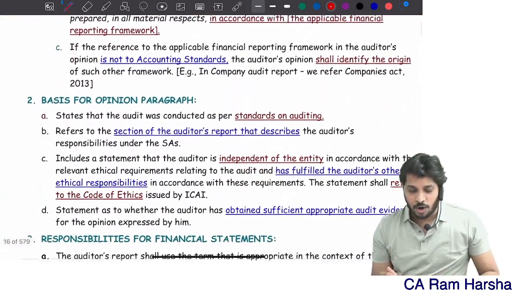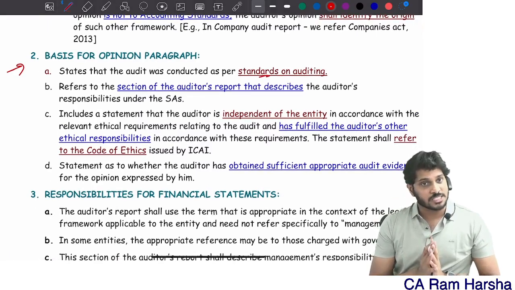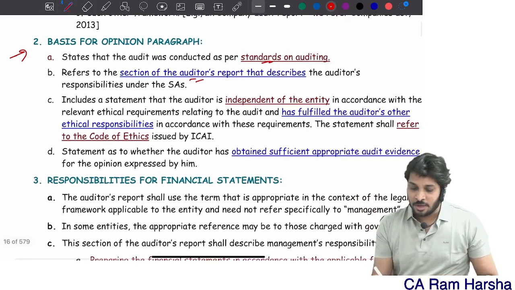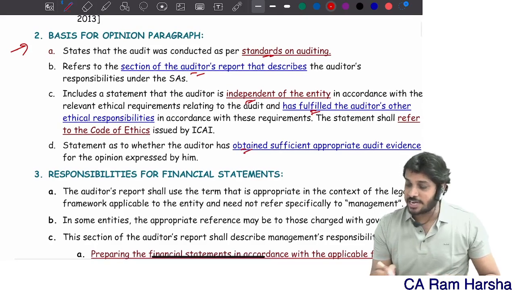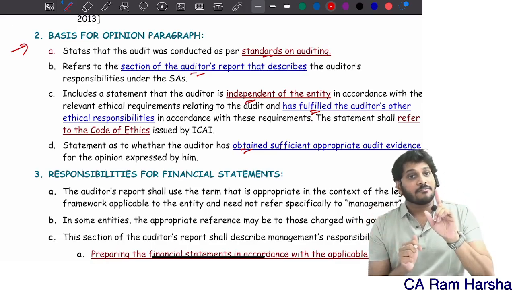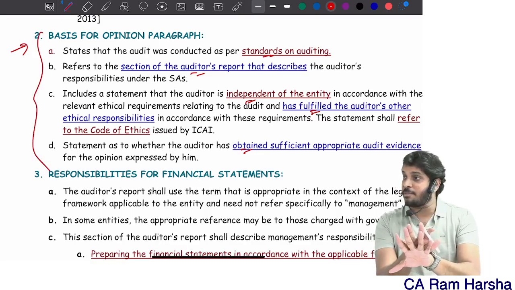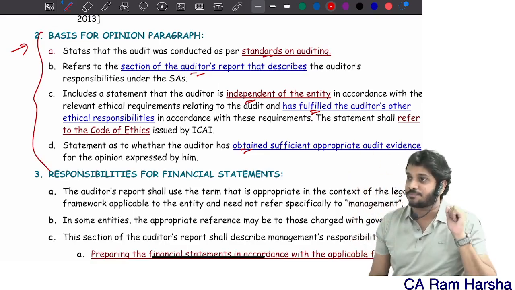Same way, what are the elements of basis for opinion paragraph? We state that we do audit as per standards. We discuss about responsibilities of auditor, that referred in some other paragraph. We say that we are independent. We say that we fulfill the responsibilities. We state that we obtain sufficient and appropriate evidence to provide a basis for our opinion. Then if you give a modified opinion, how this basis for opinion paragraph will be modified? 705 contains the discussion. That also we have seen, correct?